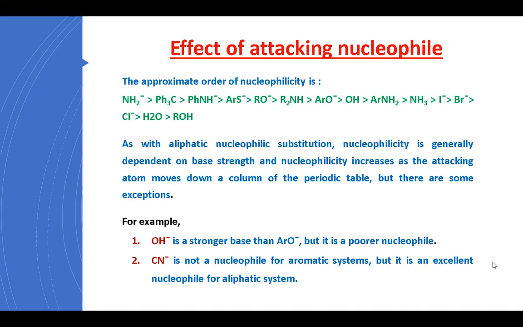O-, a stronger base than ArO-, which is a poorer nucleophile. The cyanide ion is not a nucleophile for aromatic systems, except for sulfonic acid salts, and in the von Richter and Rosenmund-von Braun reactions, which are special cases. But it is an excellent nucleophile for aliphatic systems.